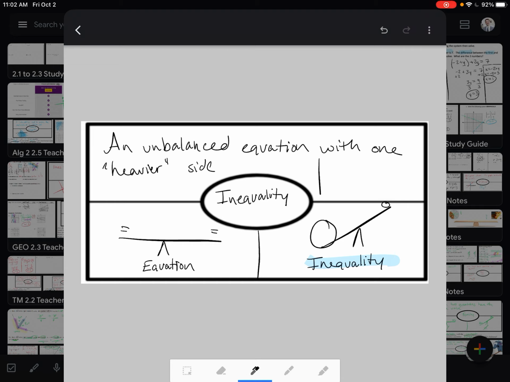A quick reminder here, the different types of inequalities. So this is greater. This one is greater or equal. We have less, and we have less than or equal to. So if you forgot how to say those verbally, there's just a quick note on how to say those out loud.